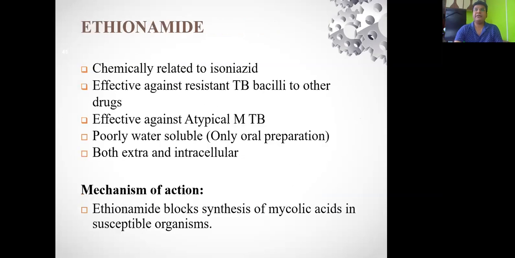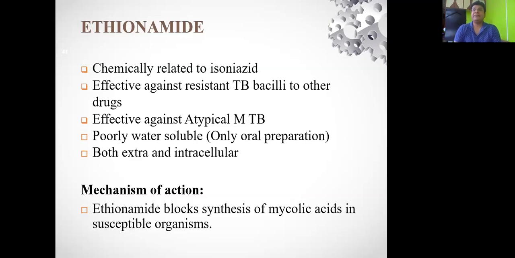So what are these second line drugs? We'll look into individual drugs. The first and foremost drug is ETHIONAMIDE. This ethionamide has a chemical structure similar to that of isoniazid, hence it acts in a similar fashion. The mechanism of action is that it blocks the synthesis of mycolic acids in the susceptible microorganisms, whereby it becomes very effective against tubercle bacilli that are resistant to other drugs.